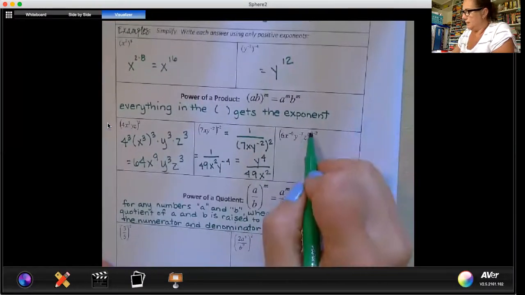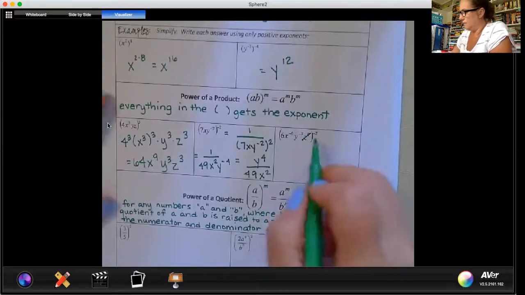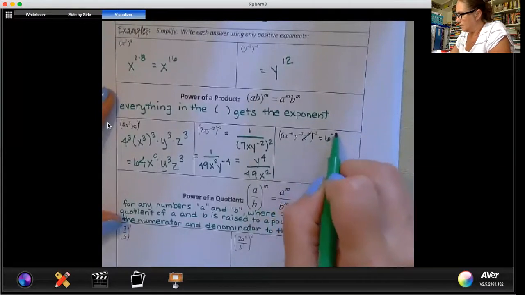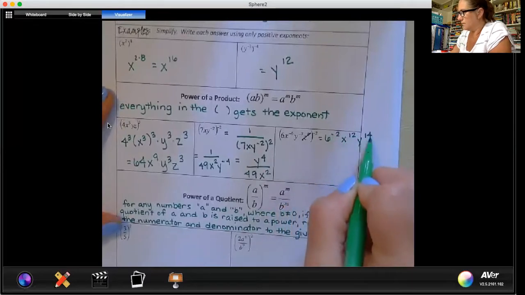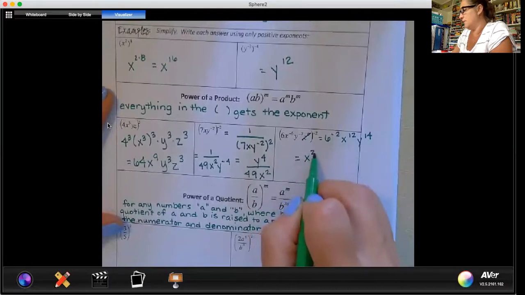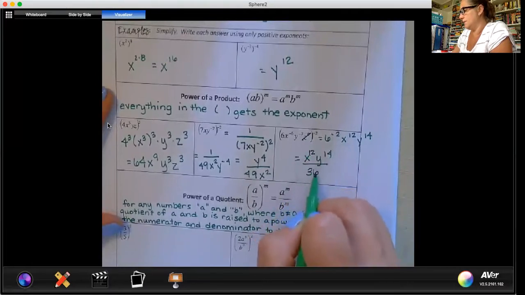Anything to the 0 power is 1, so you can go ahead and mark that off. So this is 6 to the negative 2, x to the 12th, y to the 14th, which is x to the 12th, y to the 14th over 36.